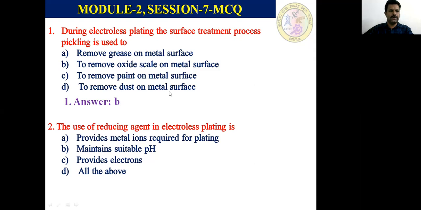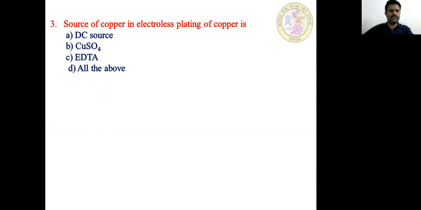As we discussed, the reducing agent will provide electrons. The right answer is option C. Question number 3. The source of copper in electroless plating of copper is? Option A, DC source. Option B, copper sulfate. Option C, EDTA. Option D, all the above. So the source of copper in electroless plating of copper is copper sulfate. The right answer is option B.